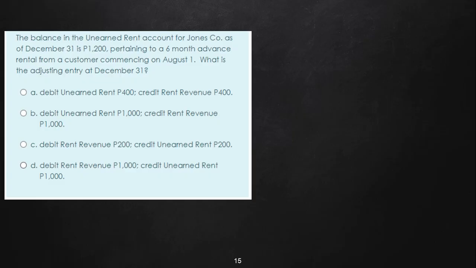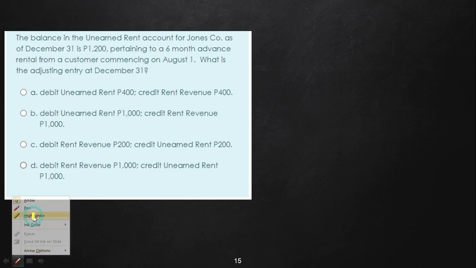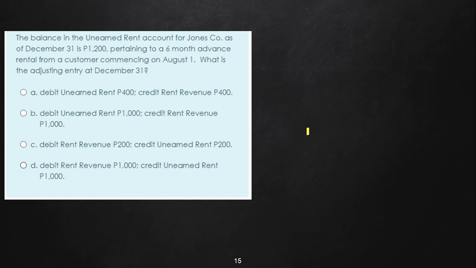Okay, sige, next problem ta. The balance in the unearned rent account for Jones Company as of December 31 is 1,200 pertaining to a 6-month advance rental from a customer commencing on August 1.